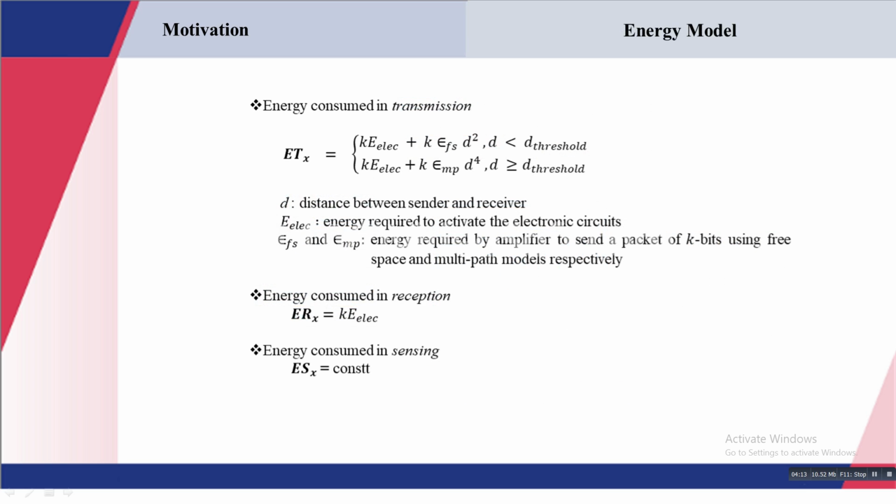Now, as per the energy model, energy consumption during transmission is given by this equation, and it depends on the distance between sender and receiver. The rest of the parameters are kind of constant values. Here d is the distance between sender and receiver, so the lesser the distance, the lesser the energy consumption, and vice versa. This is the equation with respect to energy consumption during reception, and here we can see that the energy consumed during reception is a kind of constant value, and similar is the case for the sensing operation.